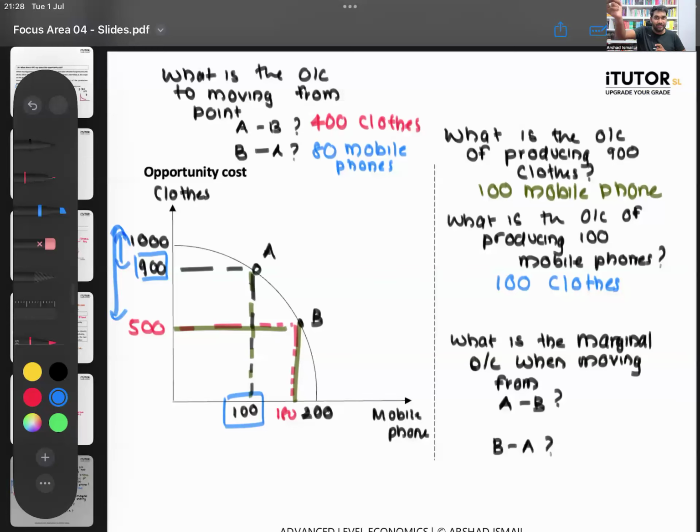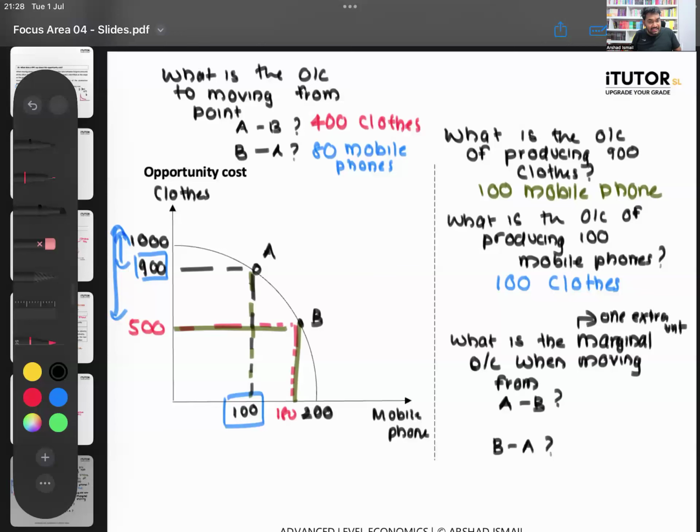First way is moving from one point to another point. Second way is not moving, at a specific point, they're asking you that. The third type of question they can ask you is the marginal opportunity cost, or in other words, they can say opportunity cost of producing one extra unit.